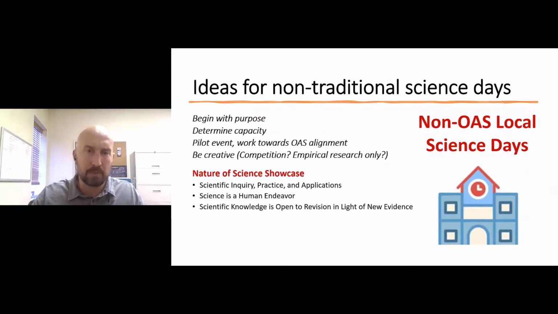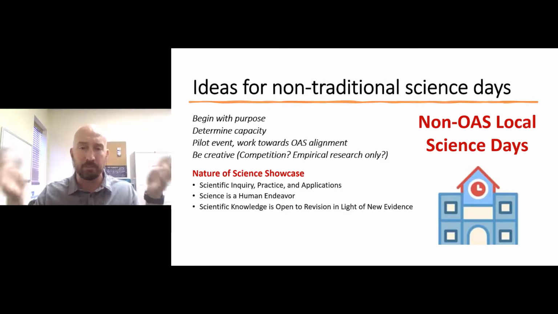The third component listed here within the Nature of Science, scientific knowledge is open to revision in light of new evidence. You could have a showcase highlighting examples of how scientific theory or models have evolved over time as new evidence has emerged. This one may be a bit more difficult.